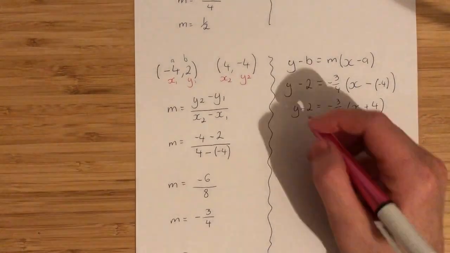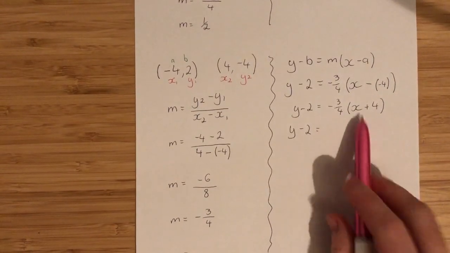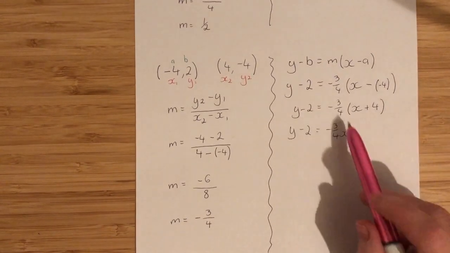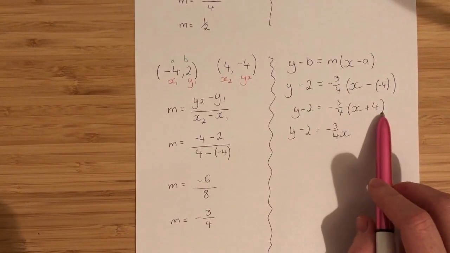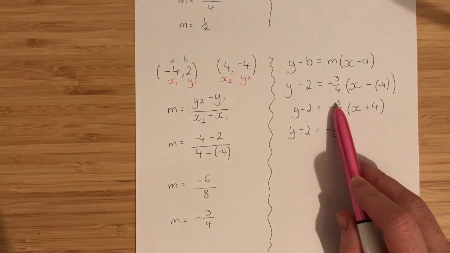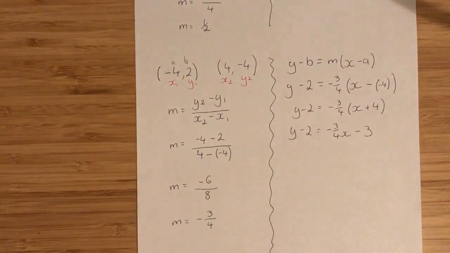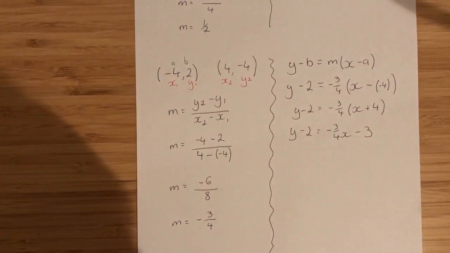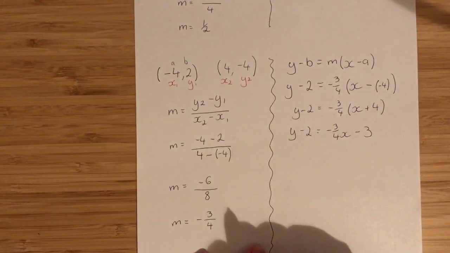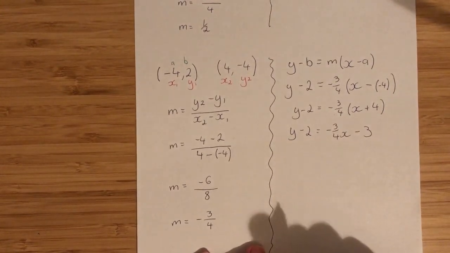Then we're going to multiply out this bracket, so leave y minus 2 for now. Negative 3 over 4 times x, just negative 3 over 4x. Negative 3 over 4 times plus 4. So 4 divided by 4 is 1, times the 3, and it's the negative, so it's negative 3. You can do that at the side if it helps as well. If you want to do negative 3 over 4 times the 4, you could always do that at the side.